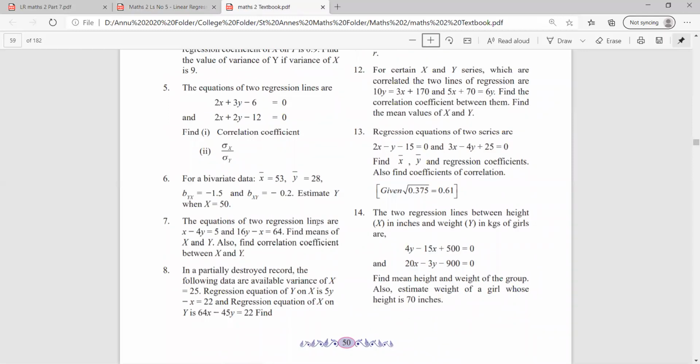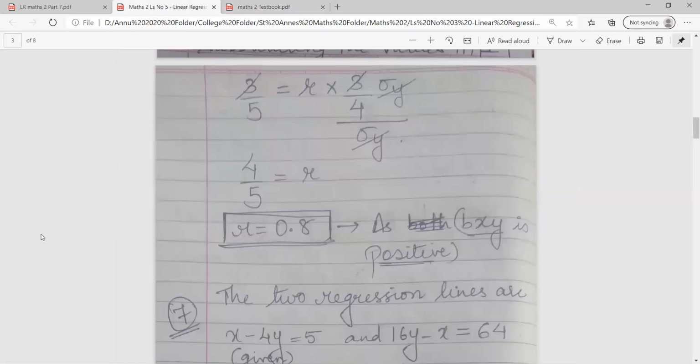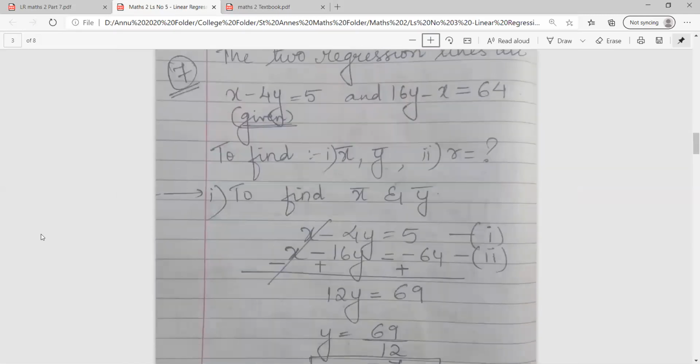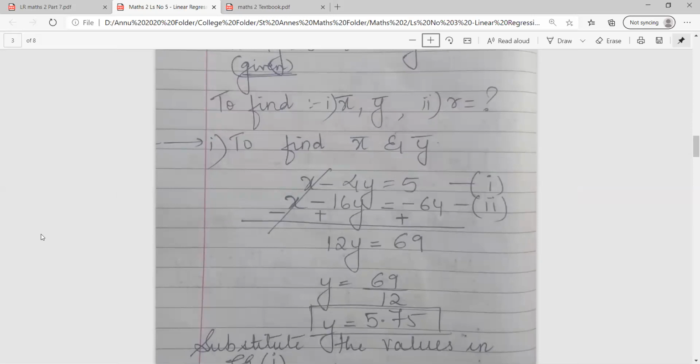The equations of two regression lines are given to us like this, but they have not specified which equation is which, whether it is x on y or y on x. So you have to find the mean values of x and y and also find the correlation coefficient, that is small r.